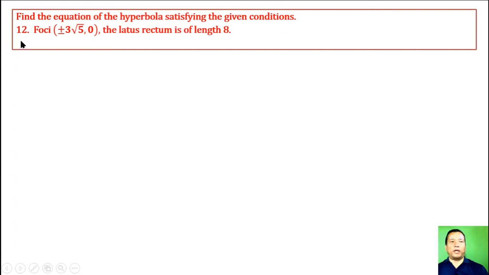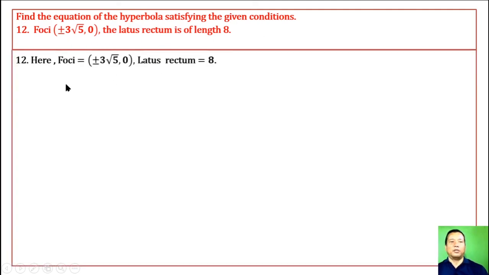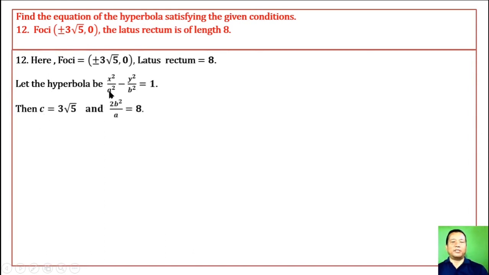Question number 12. Find the equation of the hyperbola satisfying the given conditions. Foci plus minus 3 root over 5, the latus rectum is of length 8. Let the hyperbola be x square by a square minus y square by b square equal to 1, as the foci lie on the x-axis. Comparing this equation with the given values, we get c equal to 3 root over 5 and the length of latus rectum from this equation is twice b square by a, but its value is given as 8. Comparing this, we get c equal to this and b square equal to 4a.